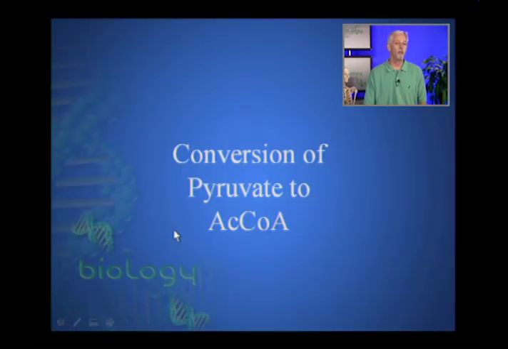Now, the pyruvates diffuse through the outer membrane of the mitochondrion, through the inner membrane of the mitochondrion, into the matrix of the mitochondrion. And this is the next phase, the conversion of pyruvate to acetyl coenzyme A.